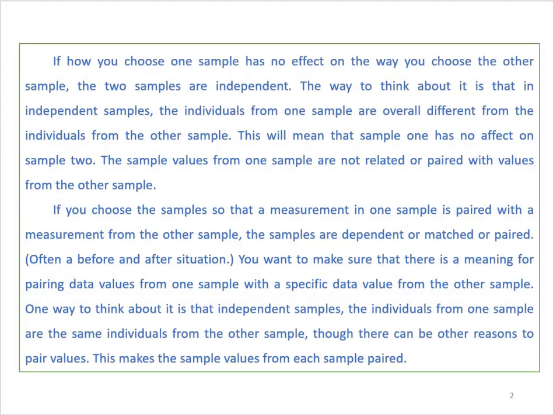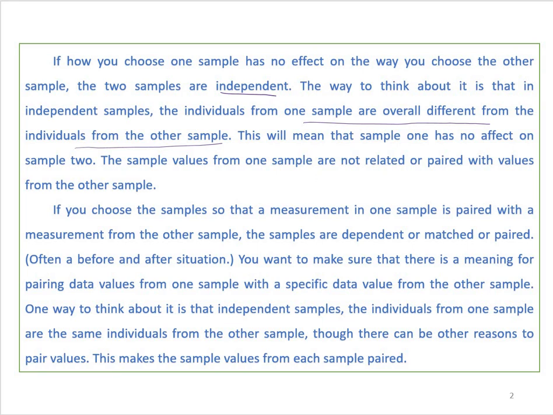Okay, and this will give you a clear picture again. If the way you choose one sample has no effect on the way you choose the other sample, then the samples are independent. If there is no connection between the first sample and the second, they are independent. We can think about it another way: the individuals from one sample are entirely different from the individuals from the other sample, so they are independent. The sample 1 has no effect on sample 2.